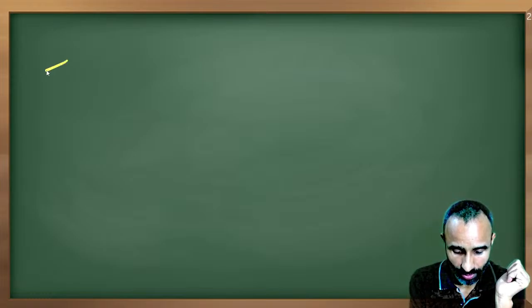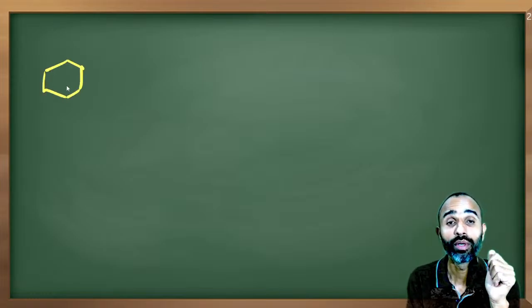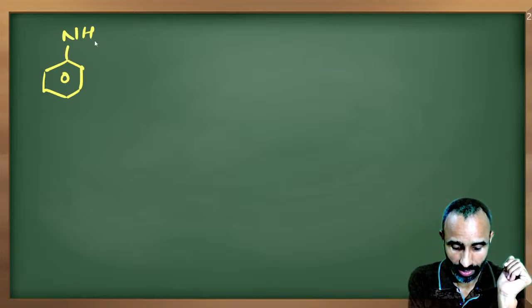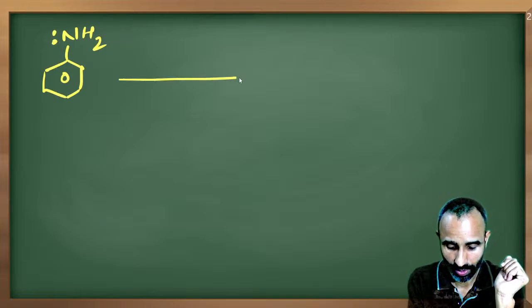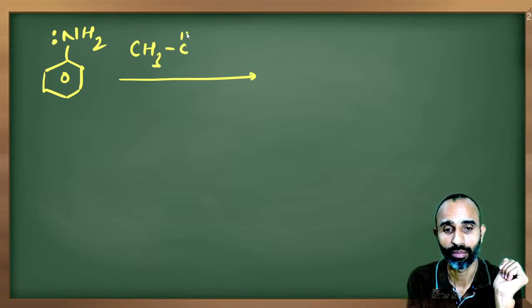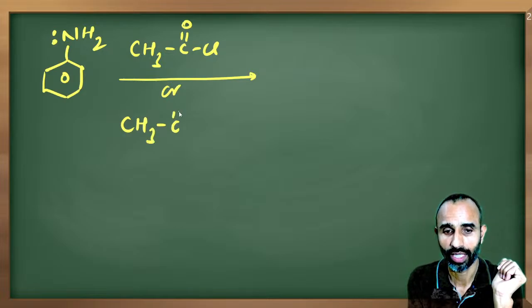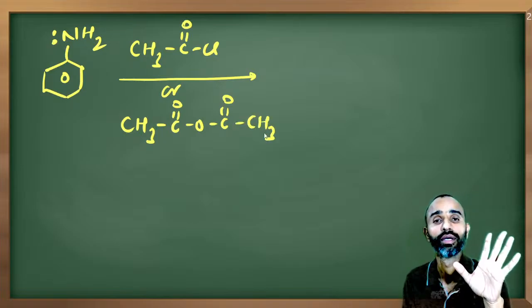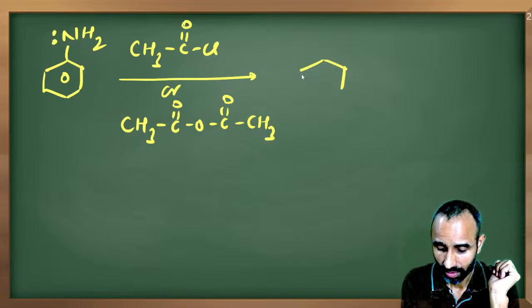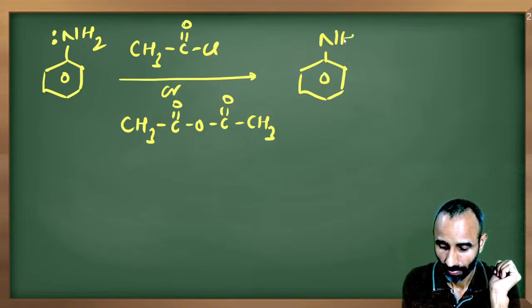So if we would like to form only monobromoaniline, first of all we do acylation either by CH3COCl or by using CH3COOCOCH3, either by acid chloride or by acid anhydride. So we get NHCOCH3.